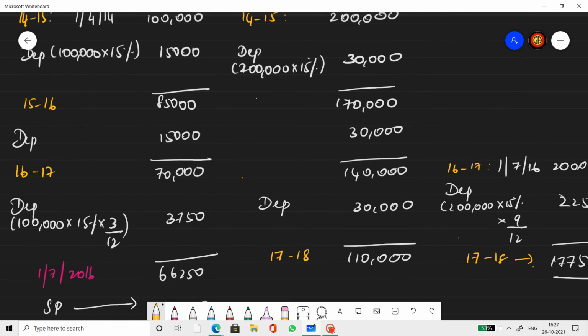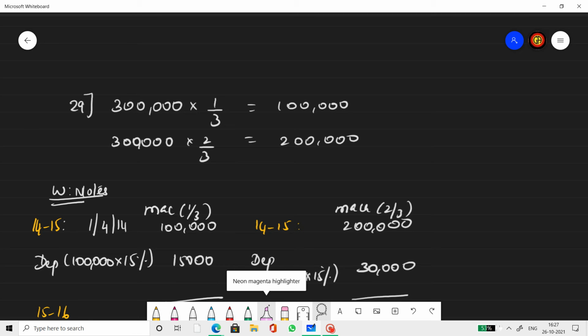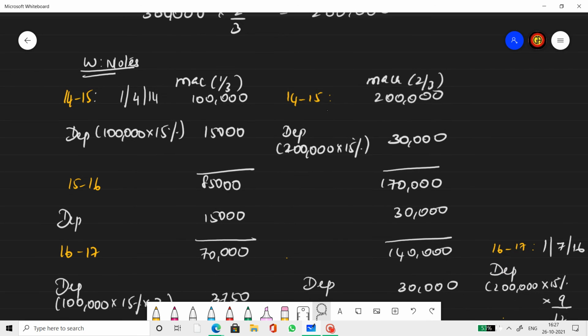Okay, so the working note goes like this. One-third of the asset is separated, two-thirds is also separated. On 1-4-14, machinery worth one-third, which is 1 lakh, calculations are done for that separately, and then two-third machinery on the same date, 2 lakh, calculations are done for that separately.